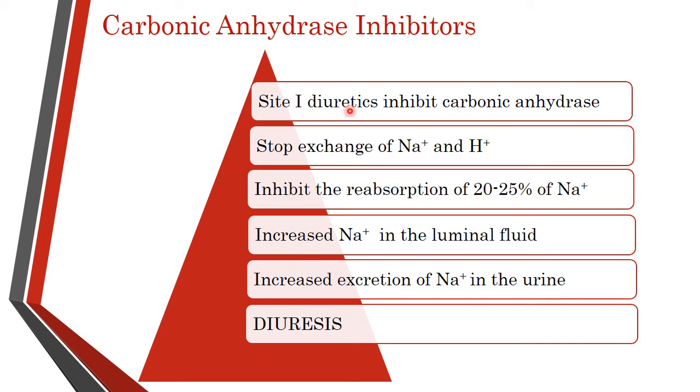Carbonic anhydrase inhibitors are the site 1 diuretics. They inhibit carbonic anhydrase and thus stop the exchange of Na+ and H+, thus inhibiting the reabsorption of 20 to 25% of sodium, leading to increased sodium concentration in the luminal fluid and finally leading to increased excretion of sodium in the urine. This is nothing but increased excretion of electrolyte as well as water in the urine, and thus diuresis has been achieved.